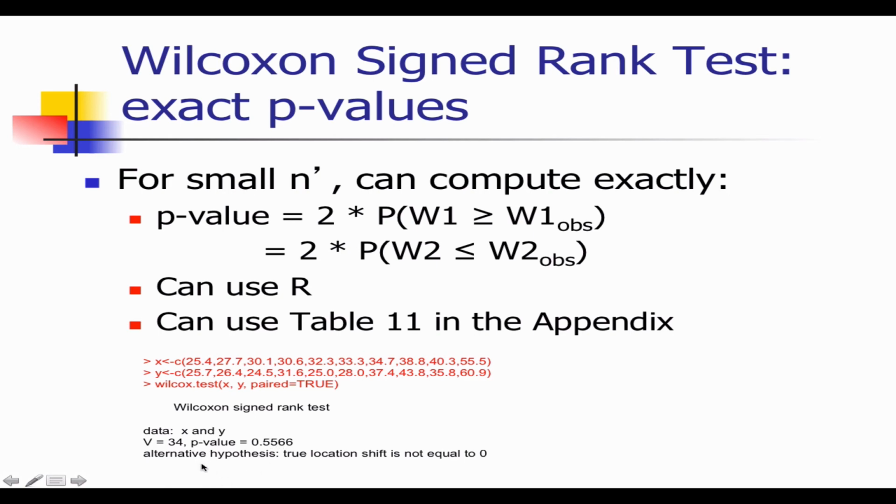And you can see that the alternative hypothesis now doesn't talk about the mean anymore. It talks about true location shift. Under the null, the location shift is 0. Essentially, the two populations have the same central location. Under the alternative, it means that the two central locations are different. There is a shift.